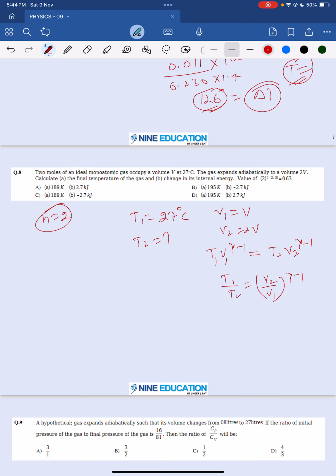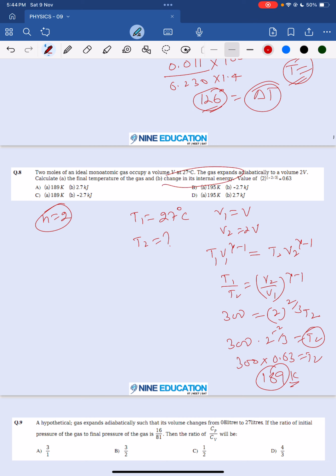What is T1 by T2 here? So T1 is 300 and we want to find T2, and V2 is 2V by V, which is 2 to the power 5 by 3 minus 1, which will be 2 by 3. So this is going to become 300 divided by 2 to the power 2 by 3, which is basically multiplied by 2 to the power minus 2 by 3, equals T2, and this is 300 into 0.63, which is given to us. So basically 63 into 3, somewhere around 189. Okay, I got 189 Kelvin, but the problem is that there are two options which have 189 Kelvin.